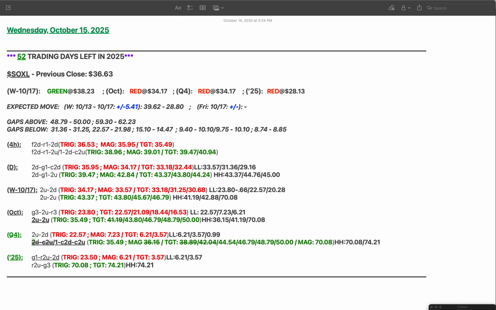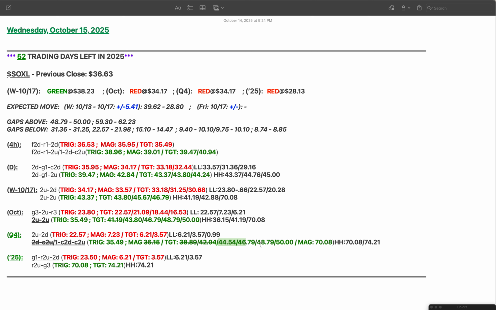On the quarter, again, we ran the 2 down combo 2 up strat. We reached the magnitude, and that magnitude then triggered the 1 combo 2 down combo 2 up. So again, the 2 down combo 2 up triggered at 35.49, and we reached that magnitude of 36.15. When this 1 combo 2 down combo 2 up triggered at 36.15, we did reach the target of 38.89, 42.04. The ultimate magnitude of that move is 70.08.